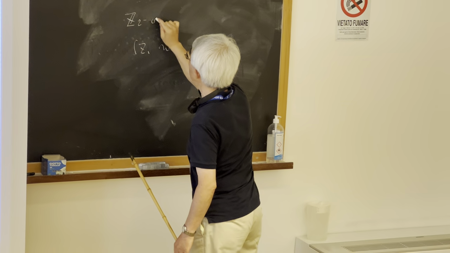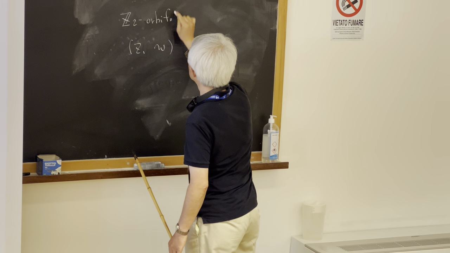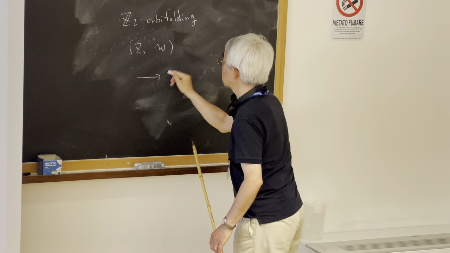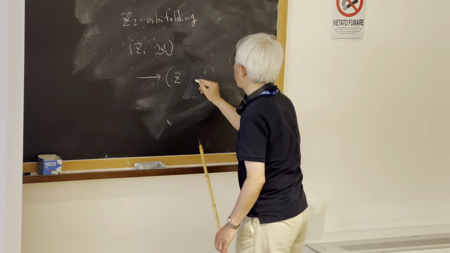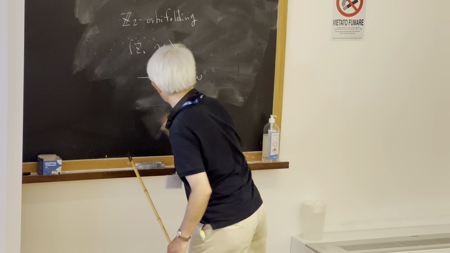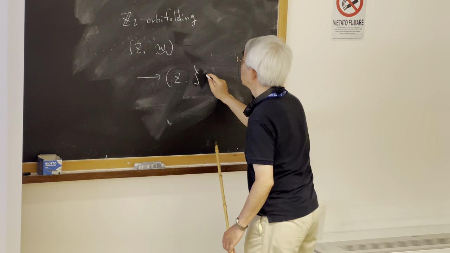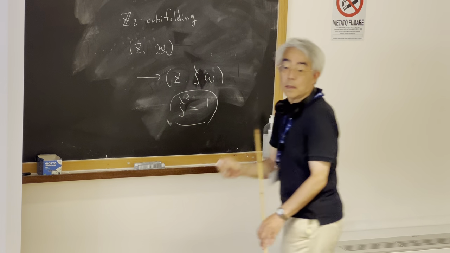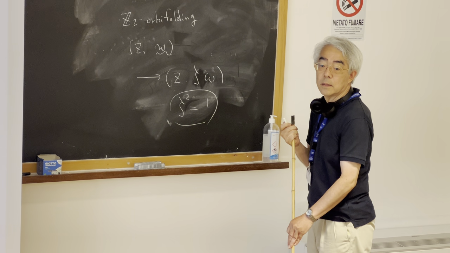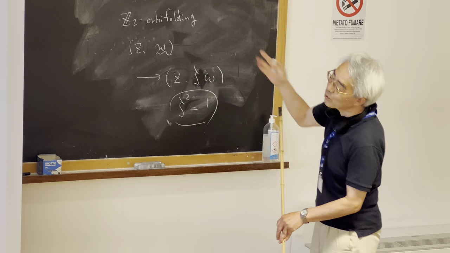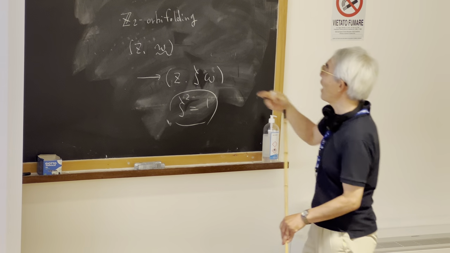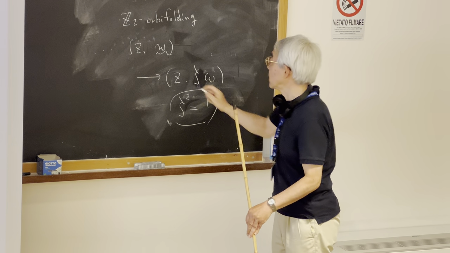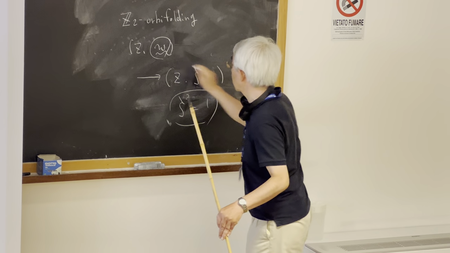Our trick is Z2 orbit folding. So this Z2 acts only on this second variable, maybe theta. I didn't explain how this Z2 acts on the space-time coordinate, but actually, this Z2 acts only on the second.